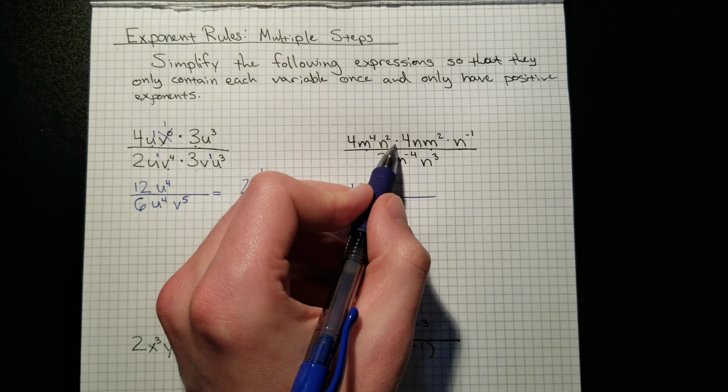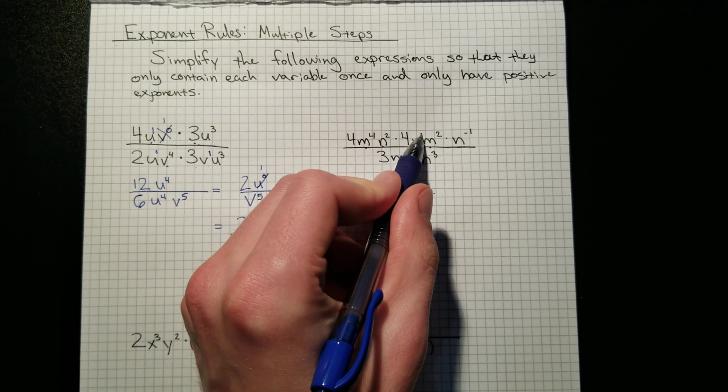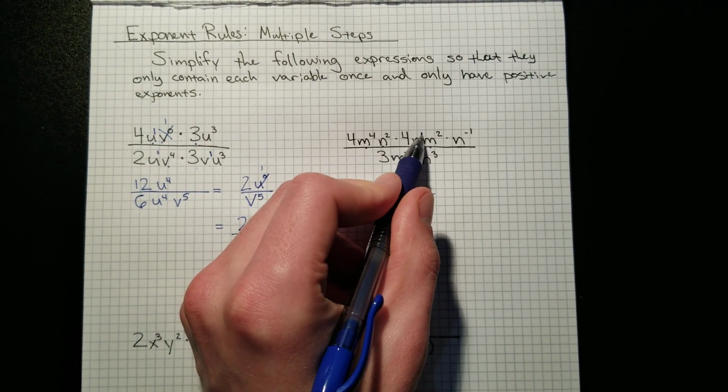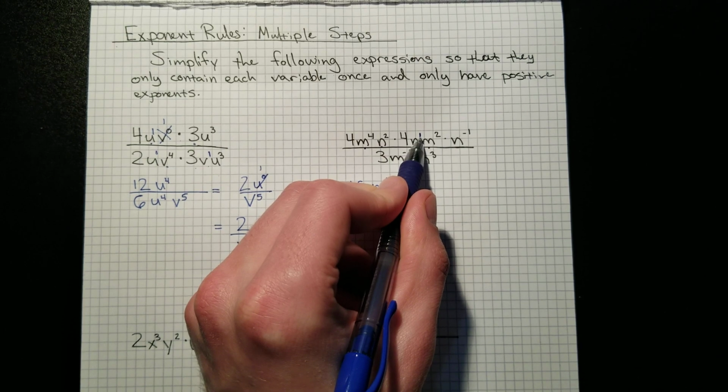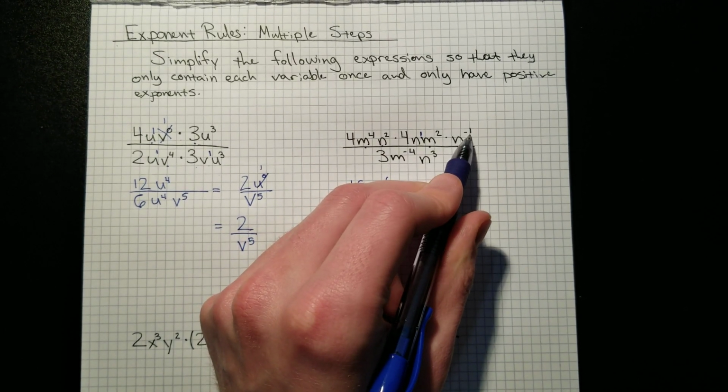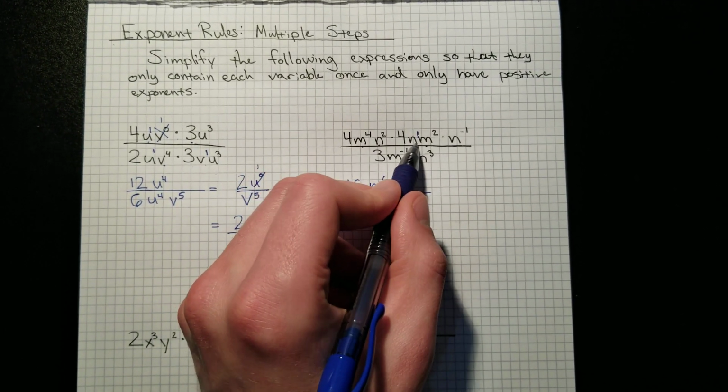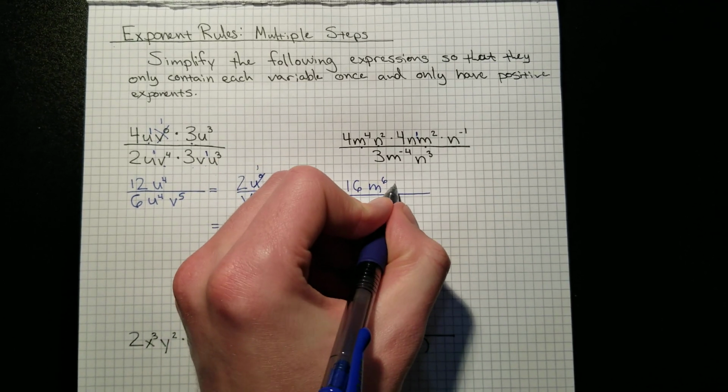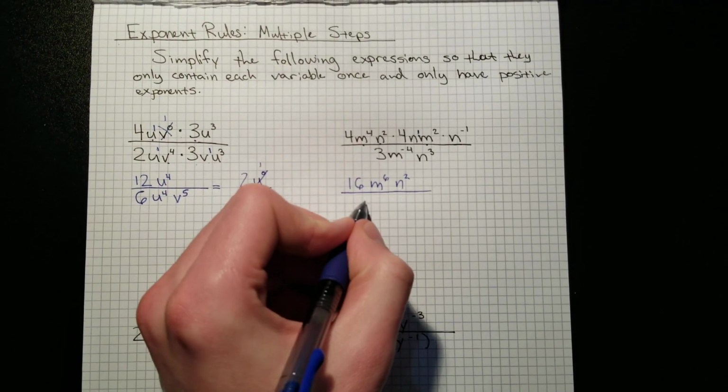And we'll combine the n's. So we have n to the 2. We have an n with no exponent above it, so we'll just put a 1 there. And an n to the negative 1. So we have 2 plus 1 plus negative 1. Well, that would be n to the 2. Combine the things on the bottom.